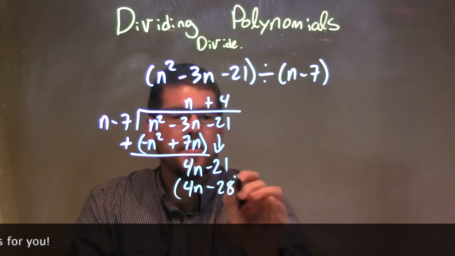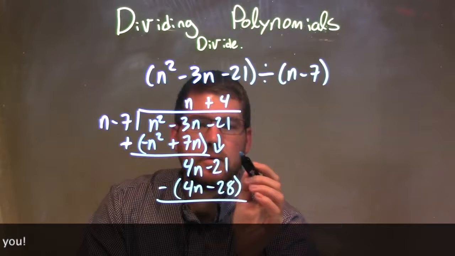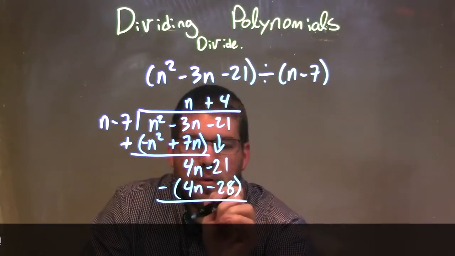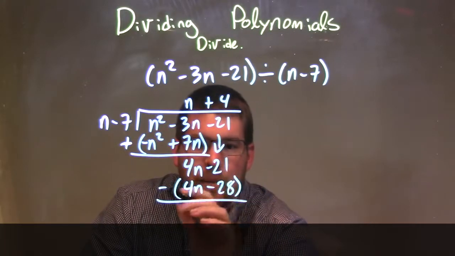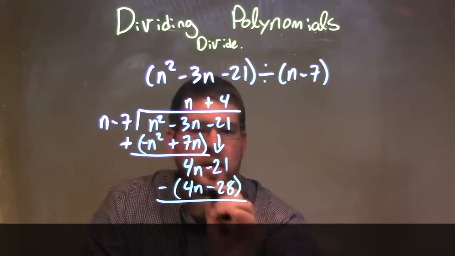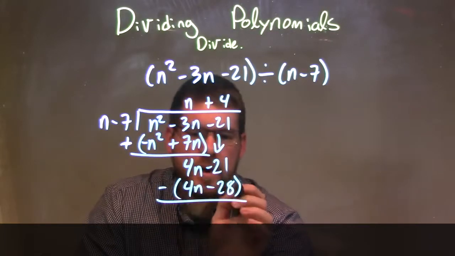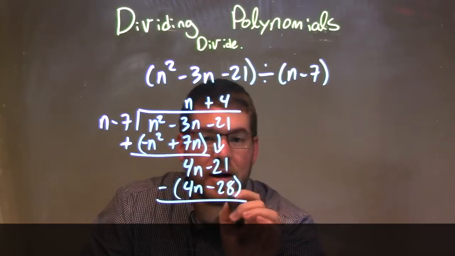Okay? But now we need to subtract the 2. Subtract the 2 there. Well, 4n minus 4n is 0. And then negative 21 minus a negative 28 is like adding a positive 28. And this time I won't distribute the minus sign across. If you need to practice, go for it and try it.